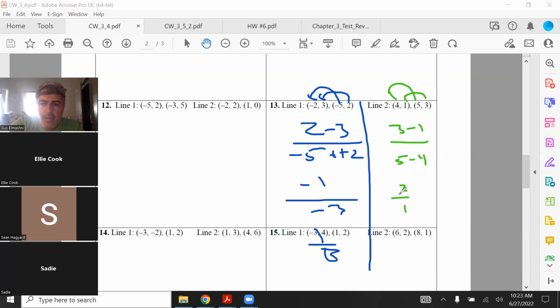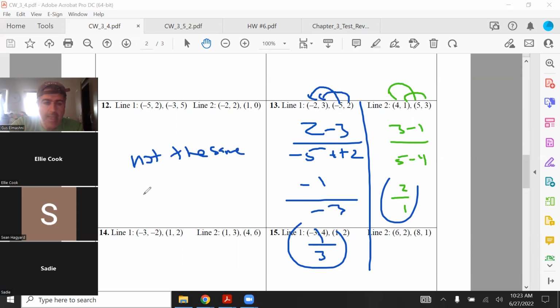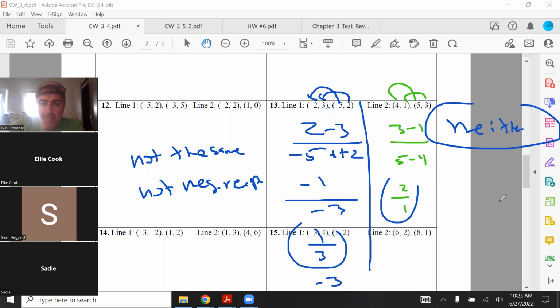2 over 1. So I have 1/3 and 2 over 1. Those are not the same. And they're not negative reciprocals, because a negative reciprocal means you have to flip the 1/3 and put a negative sign in front. That's not happening. So in this case, I say neither. There's just two lines that intersect. That's all that's going to happen.